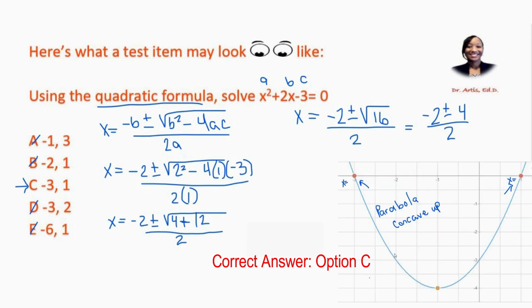So now here's an image of your graph, and here we have a parabola which is concave up, and our x values are negative 3 and positive 1.